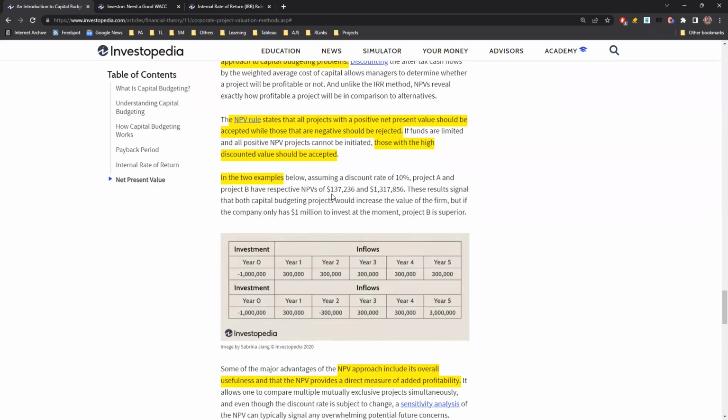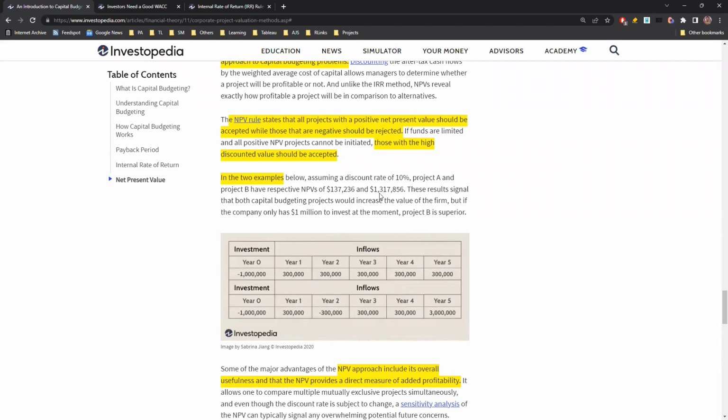Let's focus on these numbers here. So let's assume Project A at 137K and Project B at roughly $1.3 million. We can get a sense that both are profitable. Number one, which project I can invest in and which project to not invest in. Question number 1 is answered. Question number 2 is the sense of measurability, right? So which project should I prioritize if I have to only pick one project?